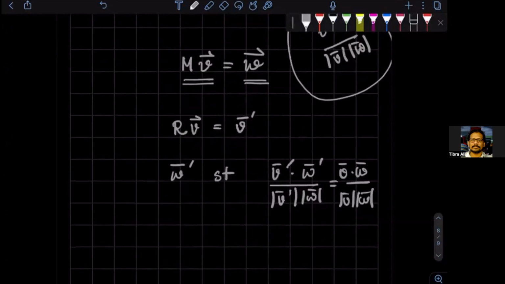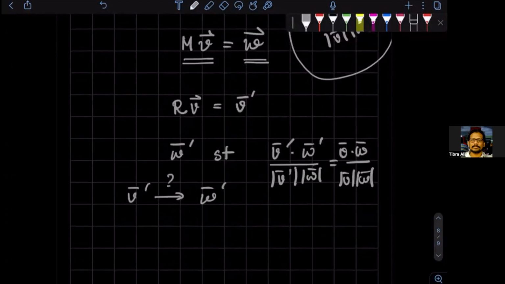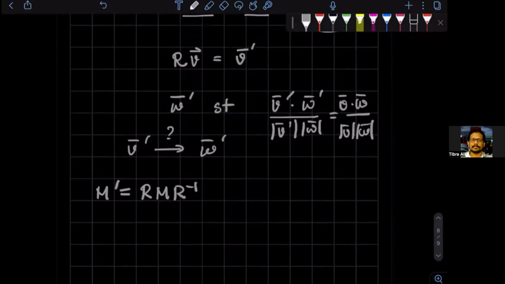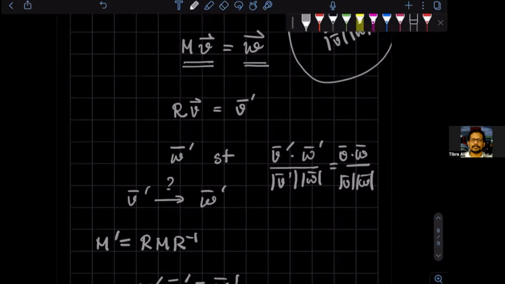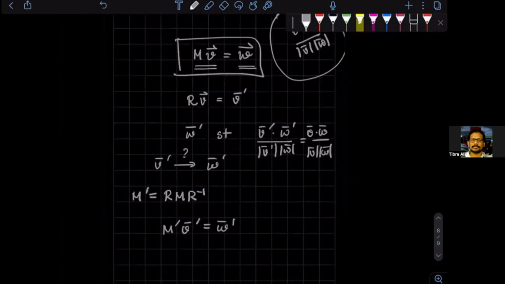So I'm going to ask you, how can you go from V prime to W prime, right? And the answer to that would be that you basically have some matrix M prime, which is R M R inverse, and that matrix M prime acting on V prime is going to give you W prime. So in a sense, these equations are equivalent equations, but in a different basis.